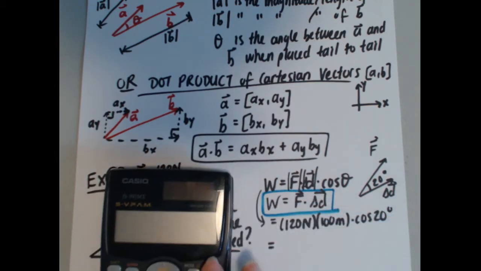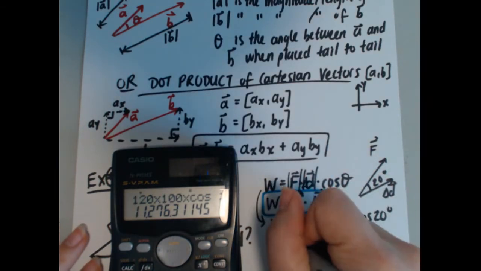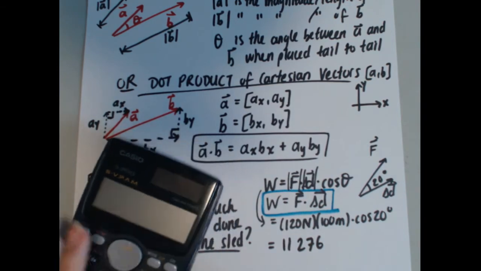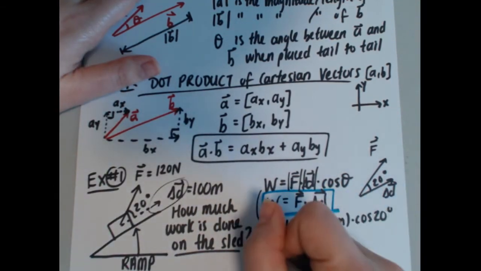So here we go: 120 times 100 times cosine of 20 degrees. We get approximately 11,276. And the unit for work is joules. I'm sure you've seen that unit before if you've taken other science courses, but there you go.